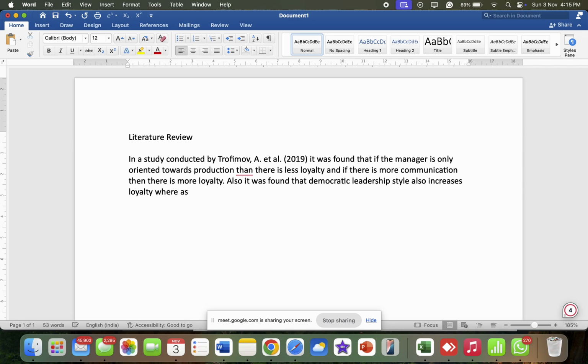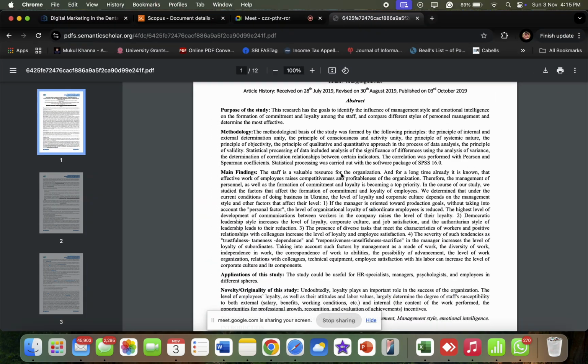Whereas authoritarian... so this is the second point. Similarly, can you write down the third and the fourth one?